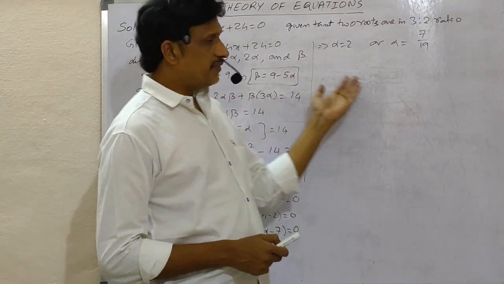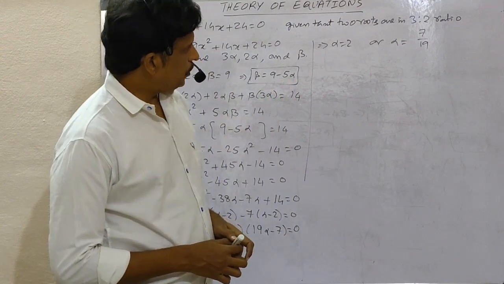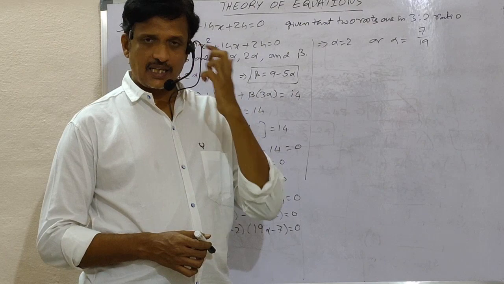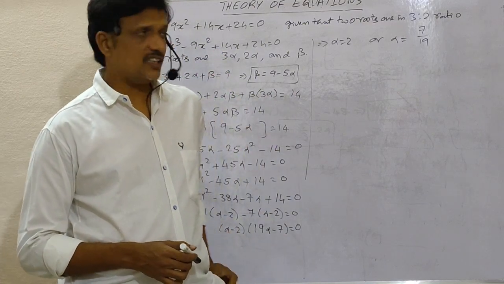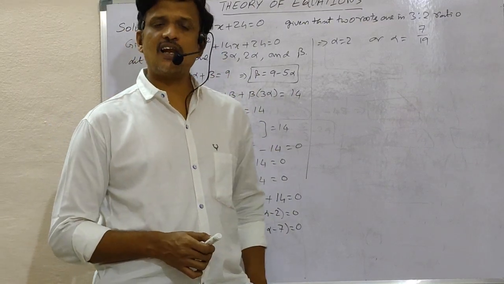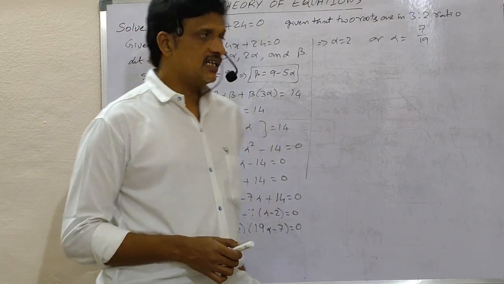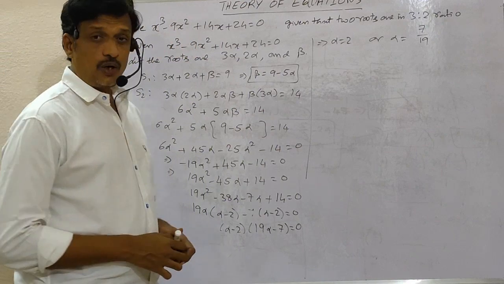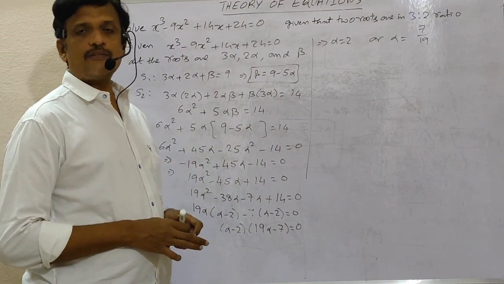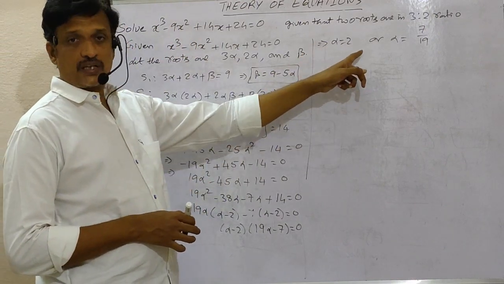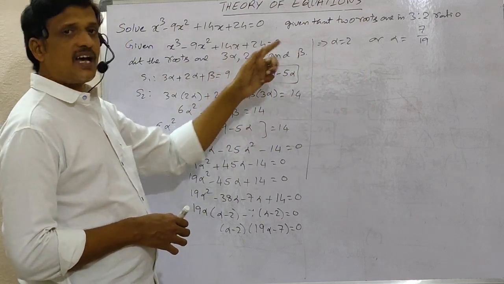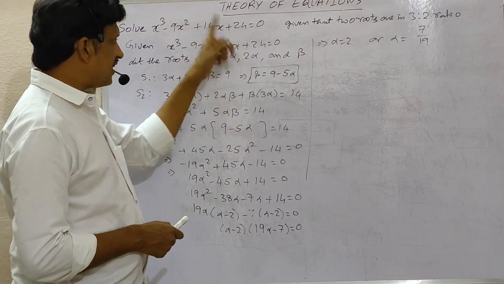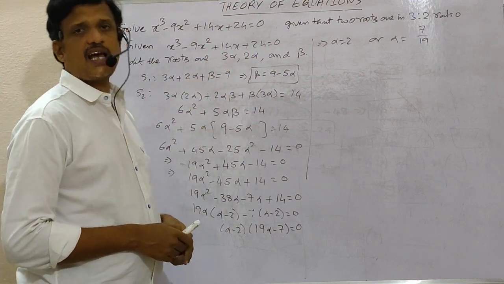Here we are getting two values for alpha, 2 and 7 by 19. Usually values like 7 by 19 do not satisfy the equation, so just verify whether it is correct or not for alpha equal to 2. That is easy to verify. You should not substitute the value of alpha in the given equation, because alpha is not a root here. 3 alpha and 2 alpha are the roots. So you can take either 3 alpha or 2 alpha and verify whether it satisfies the equation.